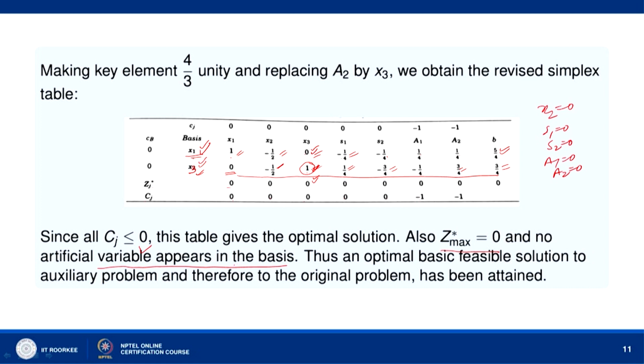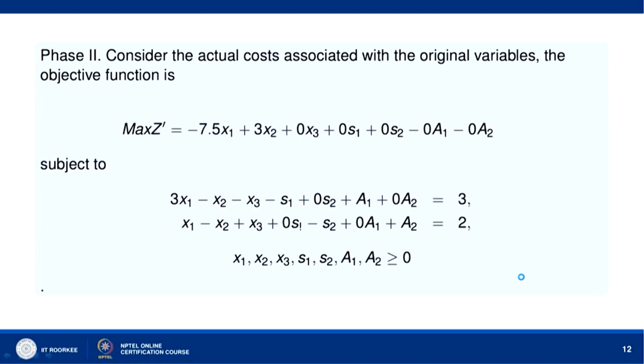So no artificial variable appears in the basis, and therefore an optimal basic feasible solution to the auxiliary problem, and therefore to the original problem, has been attained, because we have seen that when no artificial variable appears in the basis and Z star is 0, then an optimal basic feasible solution to the auxiliary problem and therefore to the original problem is obtained. Now let us consider phase 2.